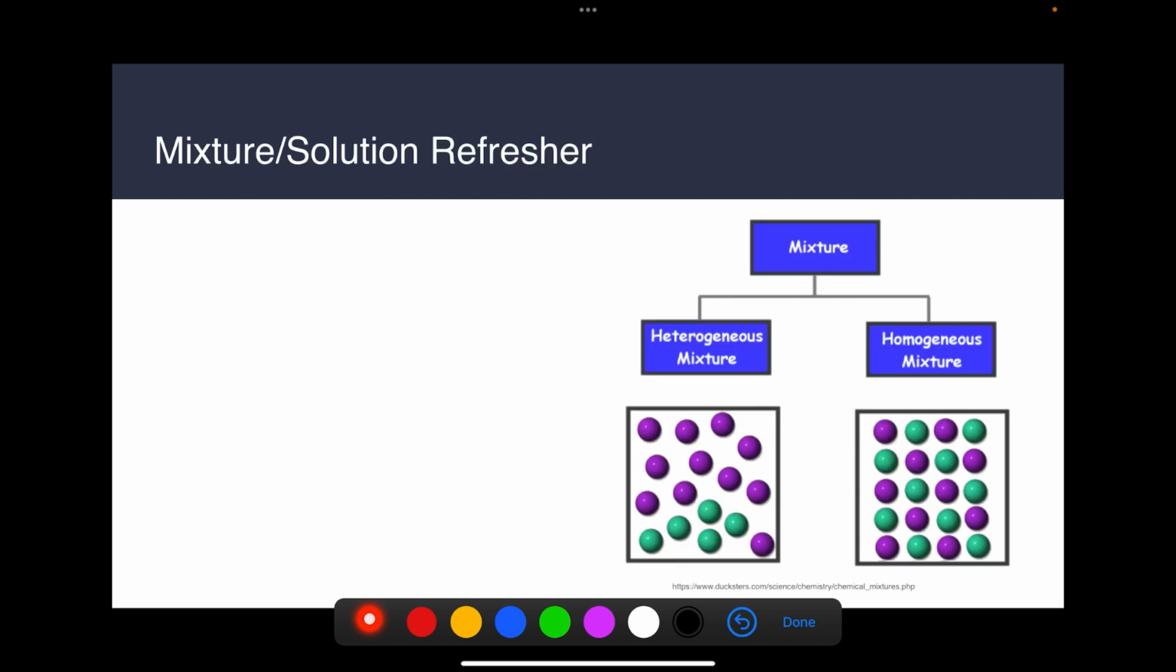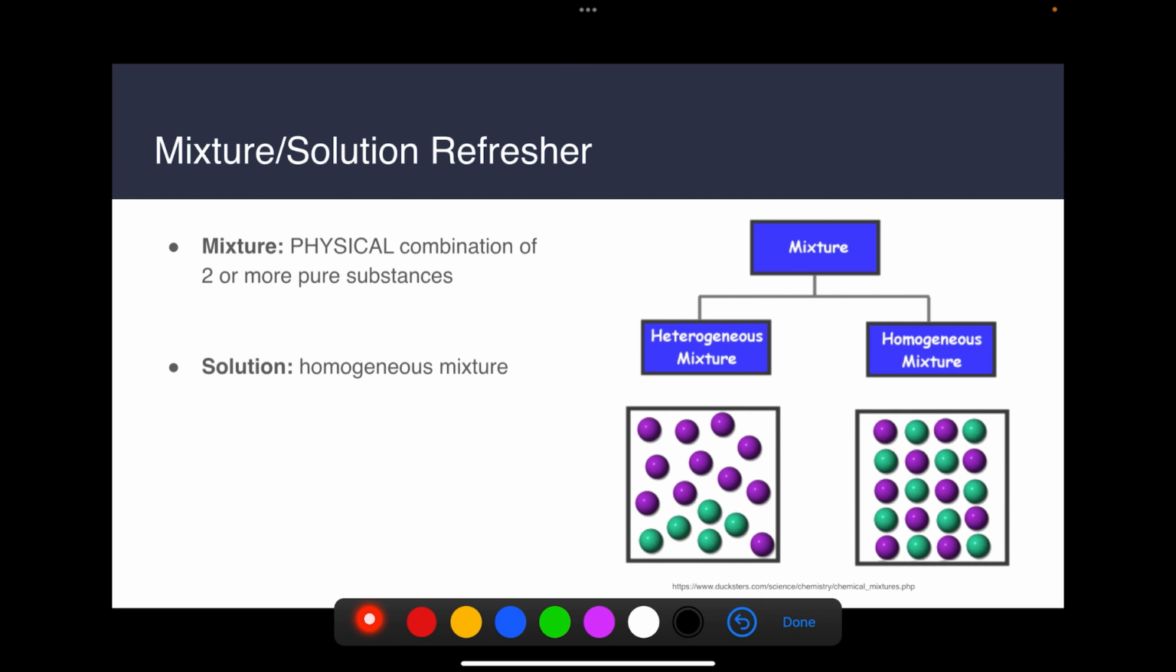So first, let's remind ourselves of what we mean when we're talking about mixtures and solutions. Mixtures, recall, are physical combinations of two or more pure substances. The components are not chemically combined, they're merely physically mixed. Because they're not chemically combined, they retain the properties that they had before they were mixed together.